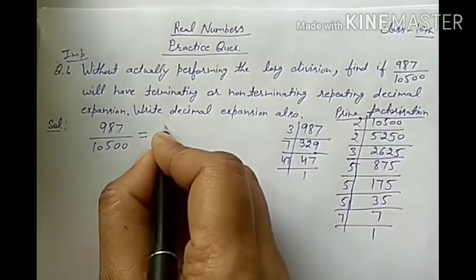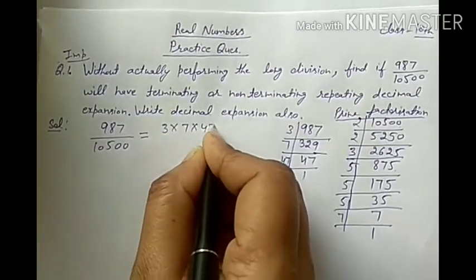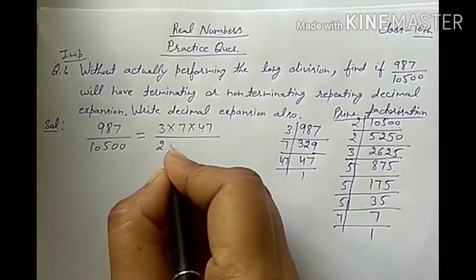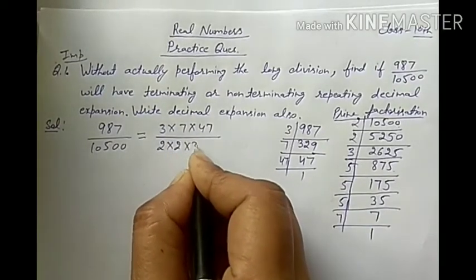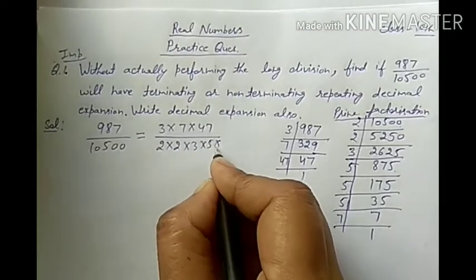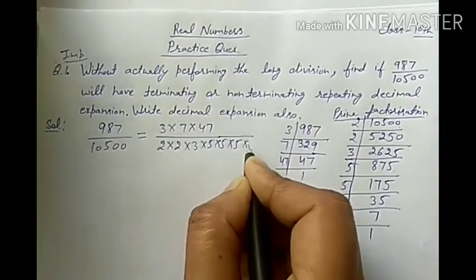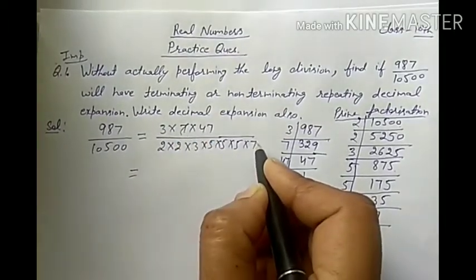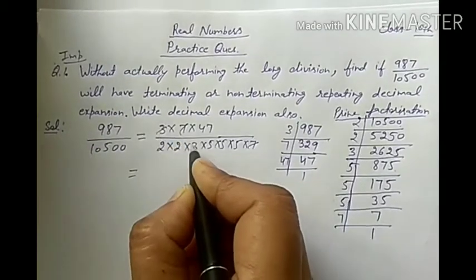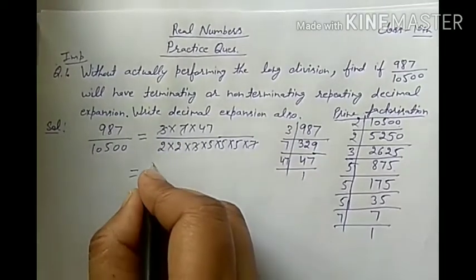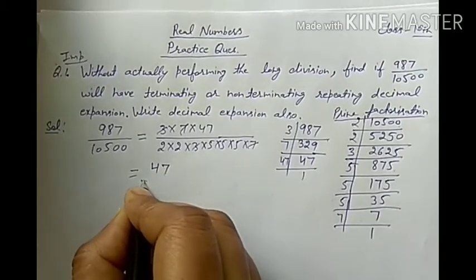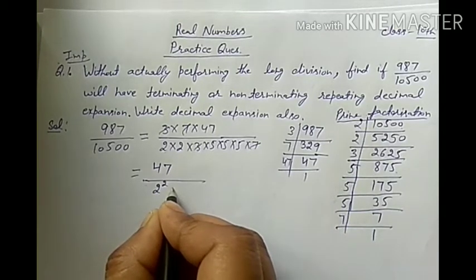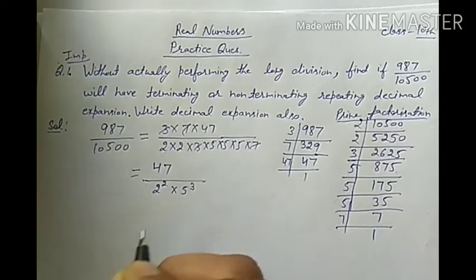So we can write the numerator as 3 into 7 into 47. And the denominator as 2 into 2 into 3 into 5 into 5 into 5 into 7. Then cut 3 in numerator and denominator, and 7. Now we get in the numerator only 47 and in the denominator 2 raised to power 2 into 5 raised to power 3.